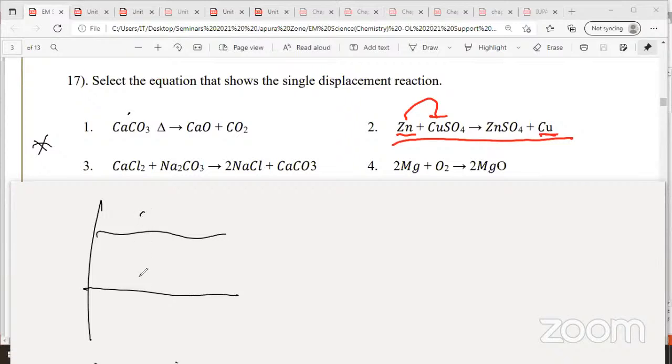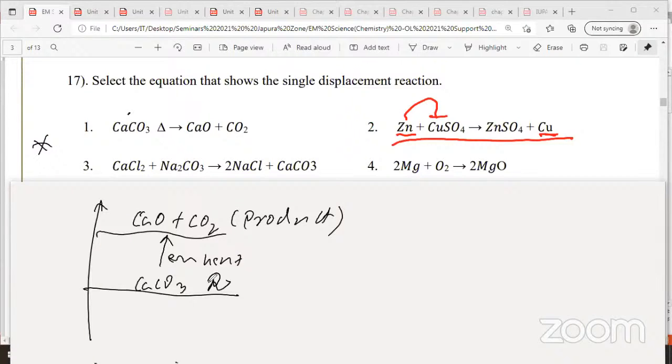Calcium carbonate decomposition is an endothermic reaction, because to decompose calcium carbonate you have to supply heat energy. Heat is absorbed to break down this ionic compound into calcium oxide and carbon dioxide. Therefore, in endothermic reactions, the products have higher energy due to the absorption of heat, and the reactants have low energy.